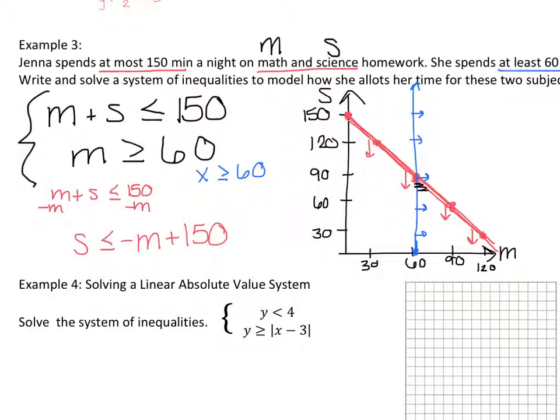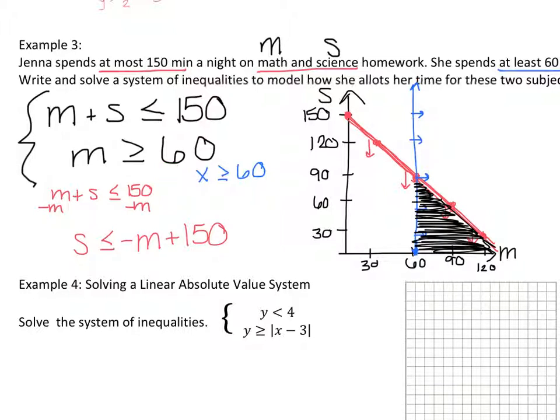Down in this little triangle at the bottom, where the graphs overlap. So any coordinate in there will satisfy Jenna's requirement of how much time she spends on homework. Like say she takes this point right here. That'd be 90 minutes on math and 30 minutes on science. So that's definitely less than 150 together and more than an hour on math.